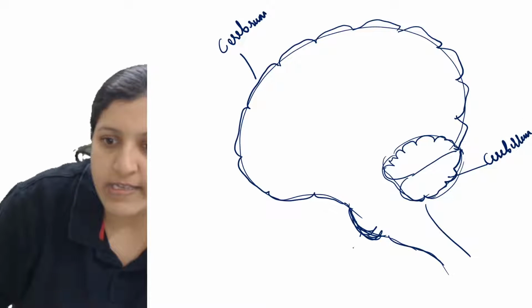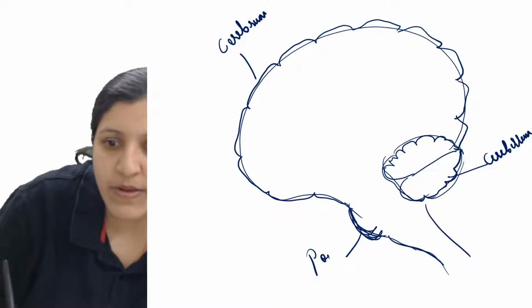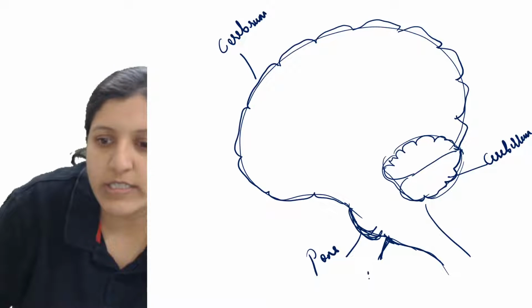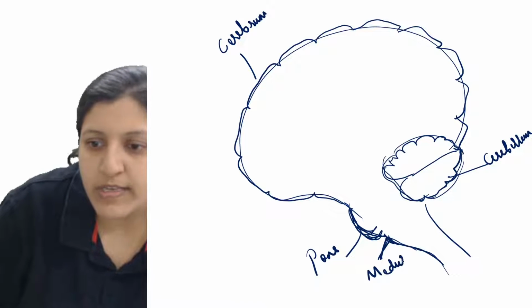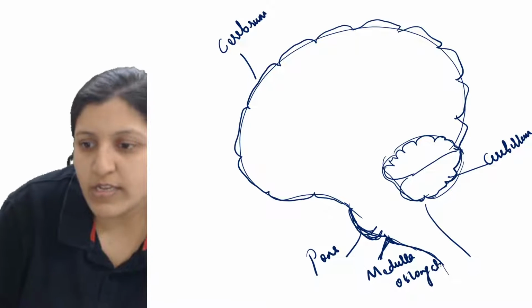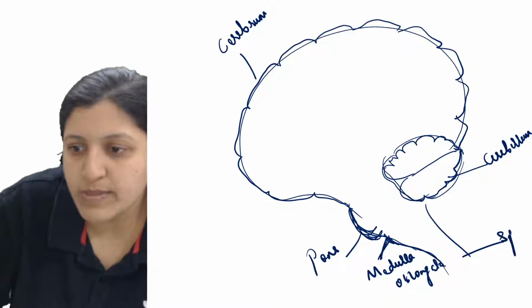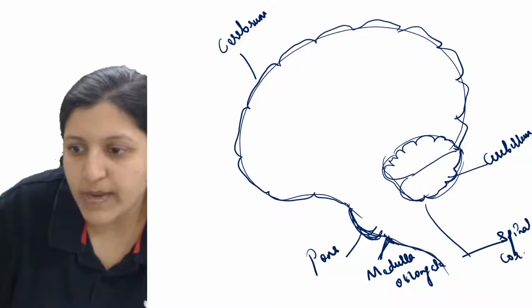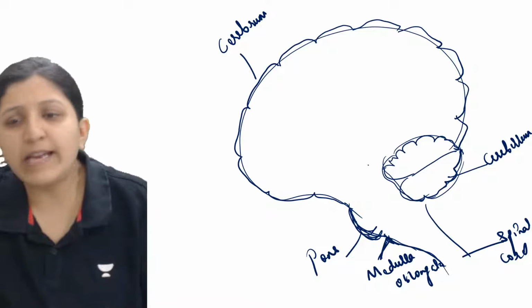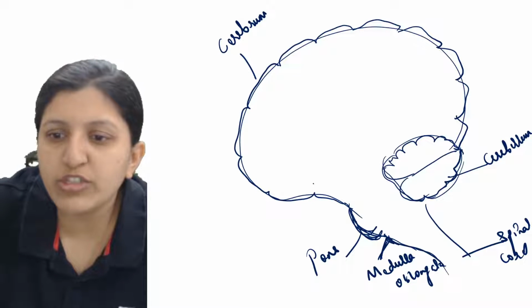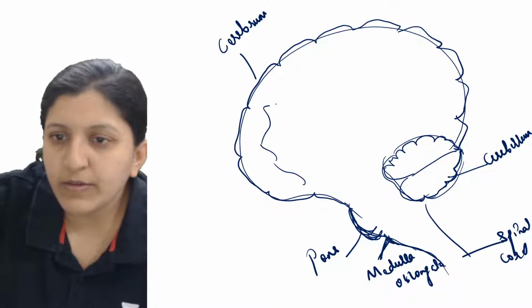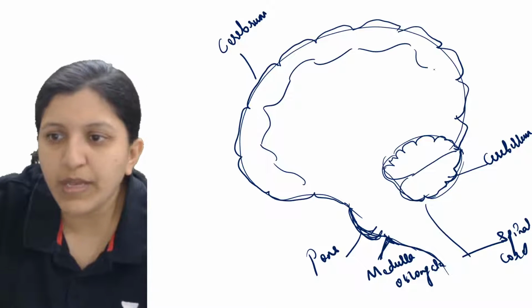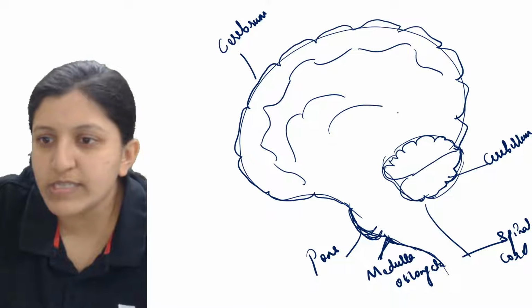Then there is this pons part. Then you can find this medulla oblongata. This one is the medulla oblongata, and the continuity of this will be the spinal cord. Continuity from here forms the spinal cord. As such, you can find many convolutions here and there. This is basically the brain part on the whole.